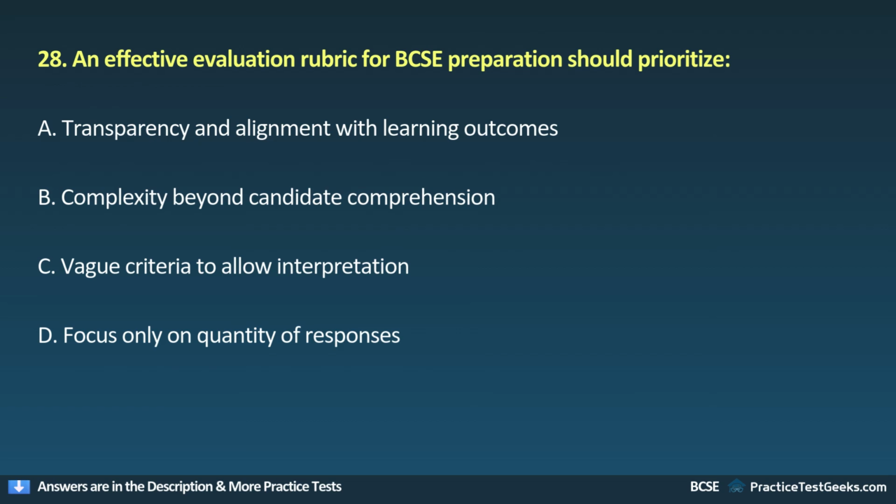28. An effective evaluation rubric for BCSE preparation should prioritize A. Transparency and alignment with learning outcomes. B. Complexity beyond candidate comprehension. C. Vague criteria to allow interpretation. D. Focus only on quantity of responses.